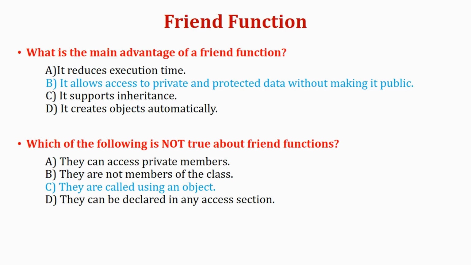And next question, which of the following is not true about friend functions? There are four options. They can access private members. They are not a member of the class. They are called using an object. They can be declared in any access section. So the answer is they are called using object.